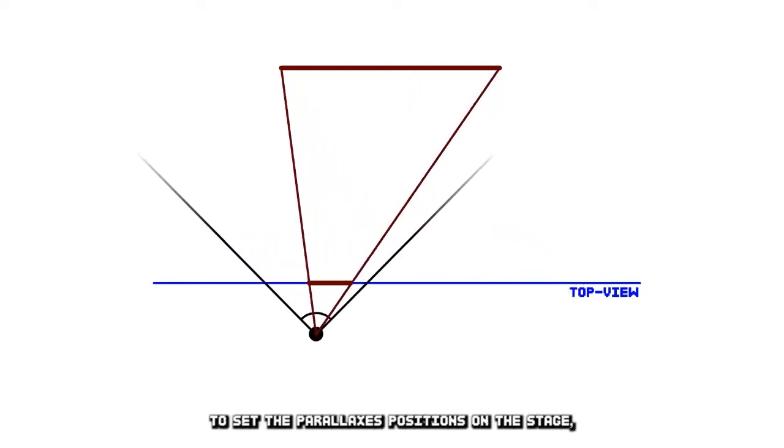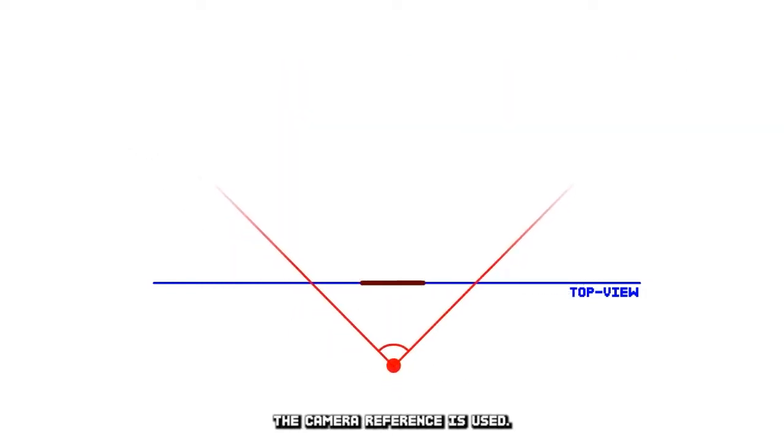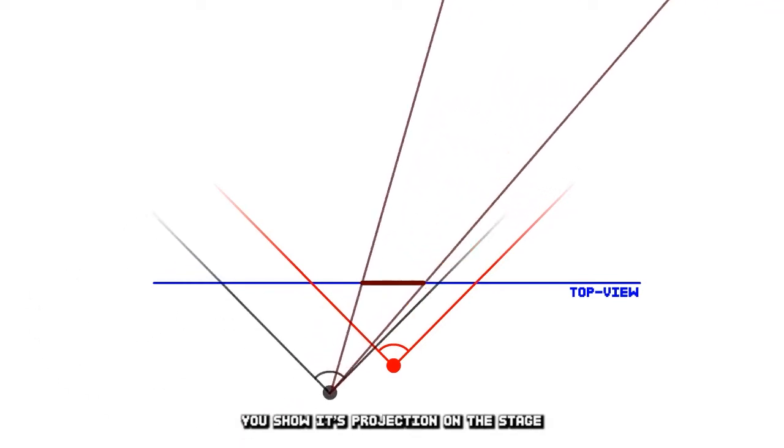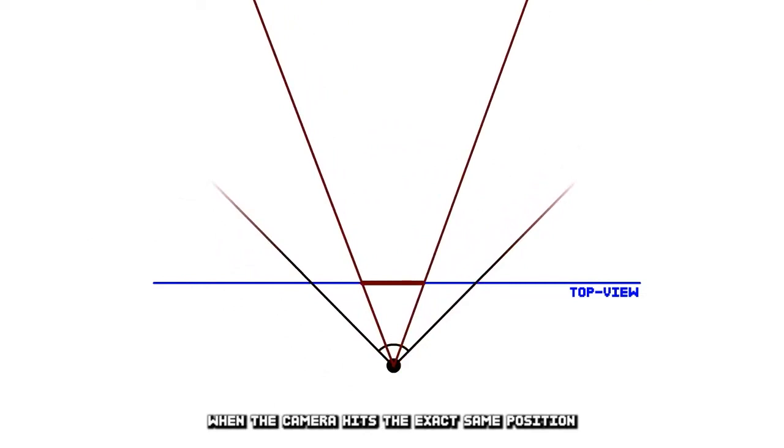To set the parallax's position on the stage, the camera reference is used. It is shown as red so you can tell it apart from the normal camera. When you set your camera reference and the parallax symbol to the stage, you show its projection on the stage when the camera hits the exact same position as the camera reference. The problem here is we don't know the depth of the parallax symbol we placed. It may be very large and very far away, or it may be very small and be in the front of the stage.